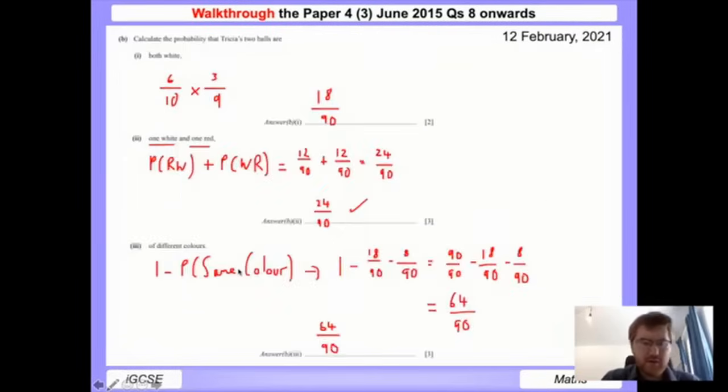So one thing I want to mention with this question is don't always think you have to do things always the same way. Look for opportunities to save yourself time. And this is a good opportunity. Think of different colours. Well, if I work out probability of things being the same colour and do 1 minus that, I will get the answer much, much more quickly.